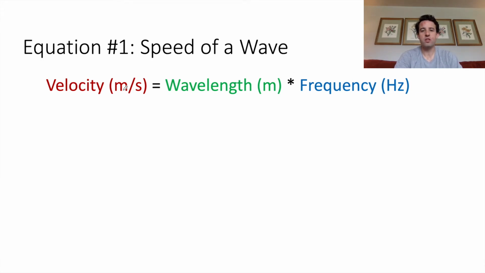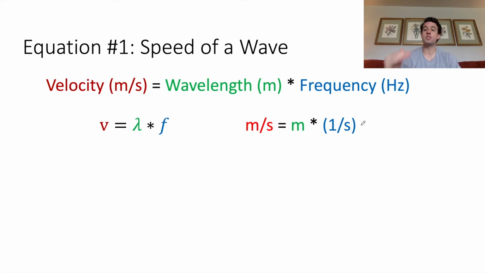This wavelength unit is meters, and this frequency unit is hertz, which is the same thing as 1 divided by second. So if you take meters and multiply it by 1 divided by second, you're going to get meters per second, which, remember, is the unit for velocity. Also remember, wavelength here in green is abbreviated with a lambda, which looks like an upside down Y. Frequency is abbreviated with an F, and velocity is abbreviated with a V.